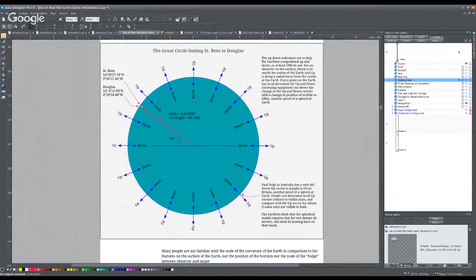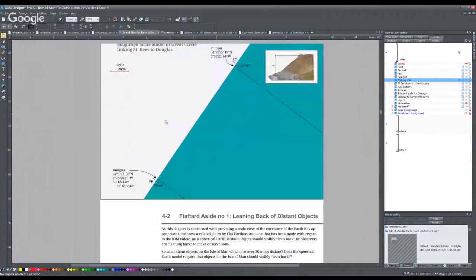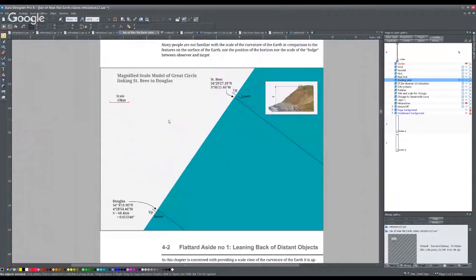But we need to set some background here. This is so we can see the scale of the distance between them, and what sort of fraction that forms of the Earth's circumference, and what they get confused about what's up and down. But I'll say now this is actually a scale diagram of the situation between St. Bees and Douglas, and so you can see here the curvature of the Earth.